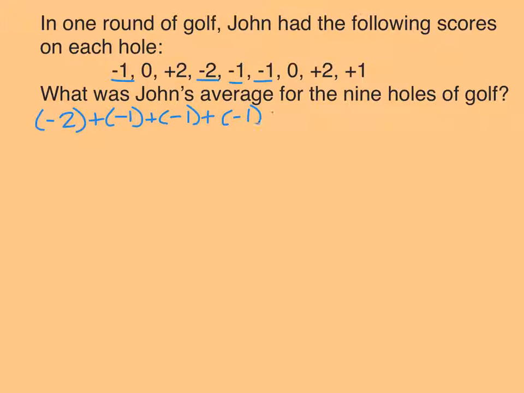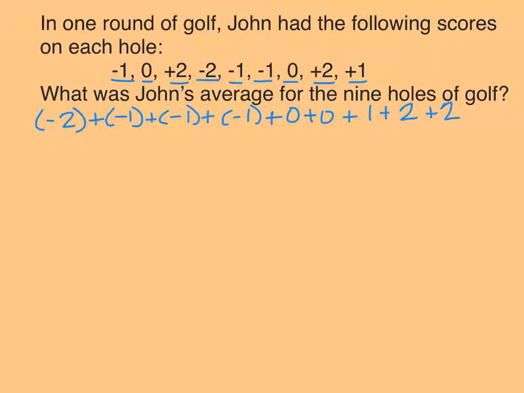Next I've got zeros. 2 zeros I see. And then I've got my positive numbers. I'm not going to bother to write that positive sign in front of them because when there's nothing in front of it, we know that it kind of defaults to being positive. So here we are. I've grouped them by my negative numbers, my zeros, and my positive numbers.